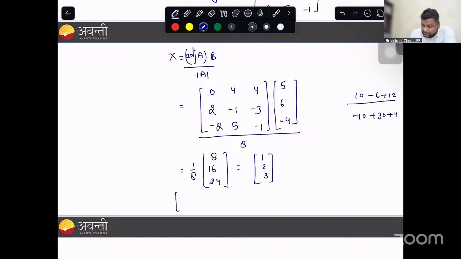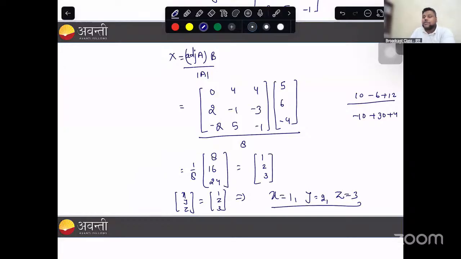That means X is what? X, Y, Z equals 1, 2, 3. Implies x is 1, y is 2, and z is 3. This is your answer. Understood? Have a look.